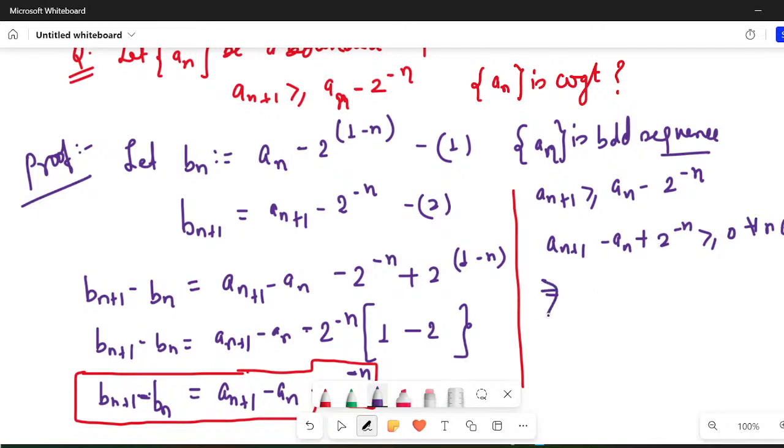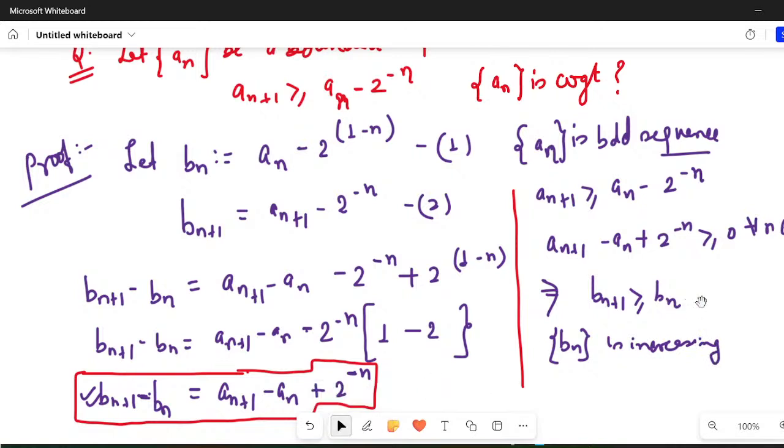And what does it imply? It implies that your b(n+1) would be greater than or equal to bn, right? Because b(n+1) minus bn is nothing but this thing. What does it imply? Think about this. If b(n+1) is greater than or equal to bn, does it not imply that your bn is an increasing sequence, right? So it implies that my bn is an increasing sequence.